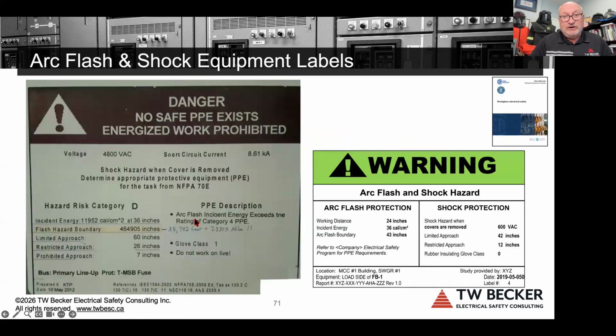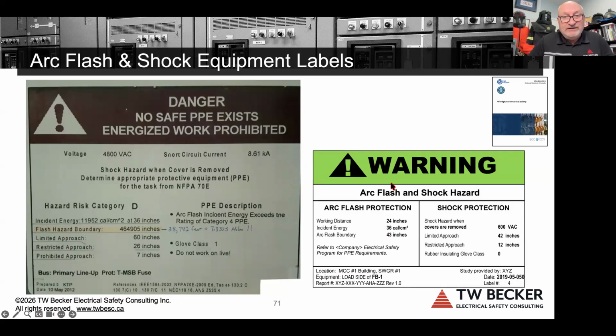Now, some bad labels. The one on the left, I think I got that maybe 15 years ago or so, and it's just insane, right? 11,952 calories and a 7 mile arc flash boundary. And this was installed on electrical equipment. This is where we're having an issue with credibility, and it's getting better, but this whole thing with the 40 cal myth is still a problem.